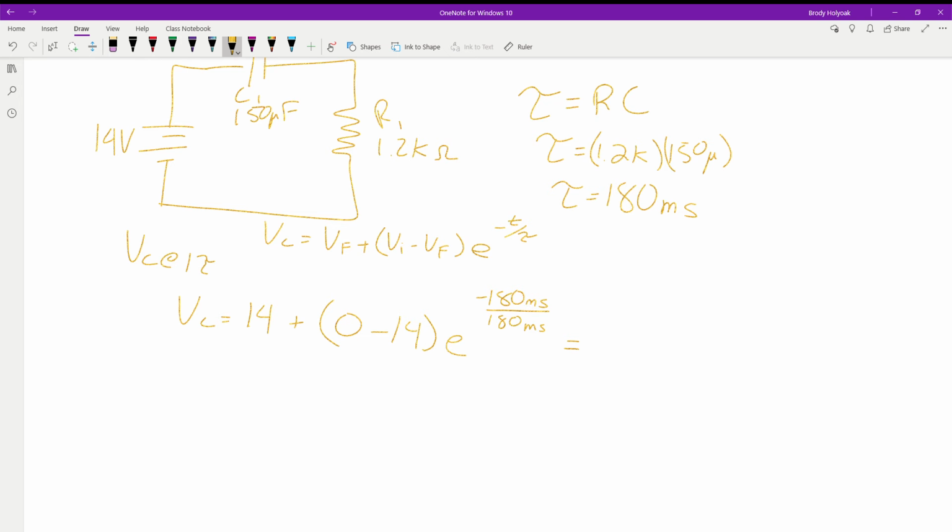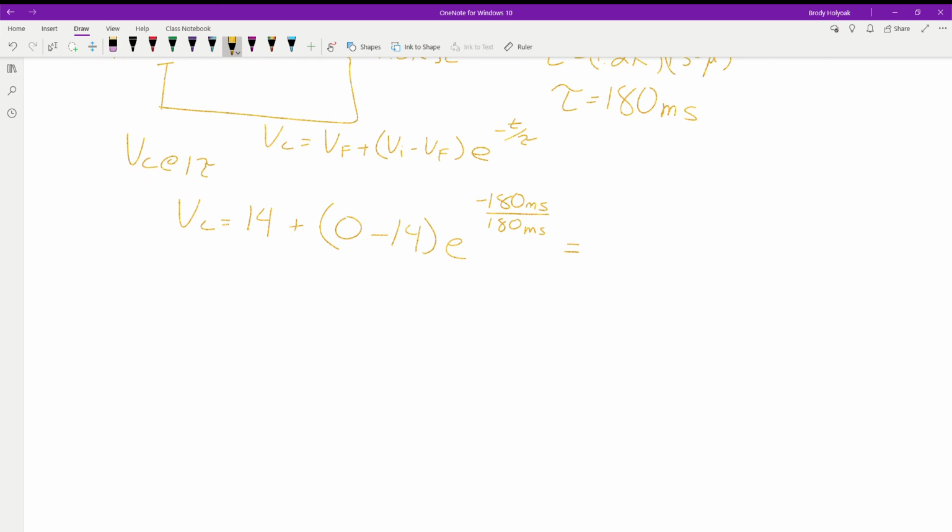Yep. So we're going to work through this order of operations. So we have 14 plus a negative 14 times e to the negative first.